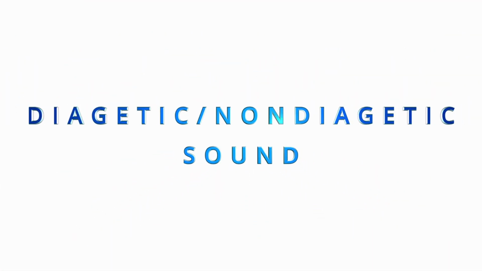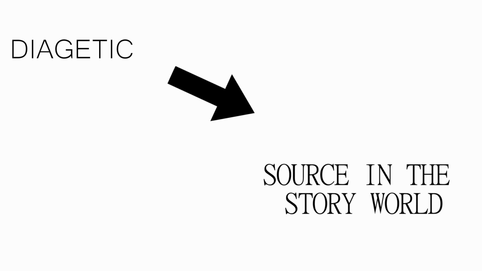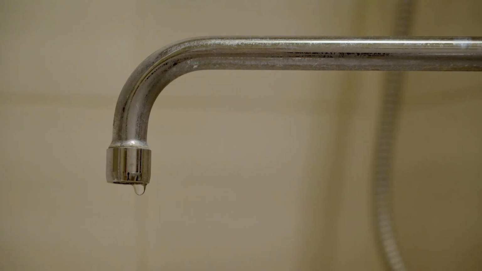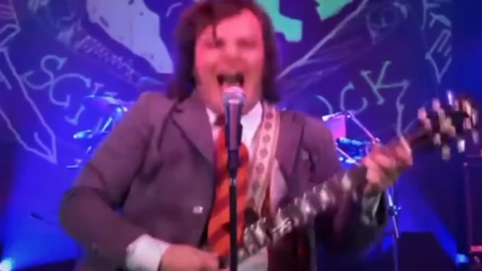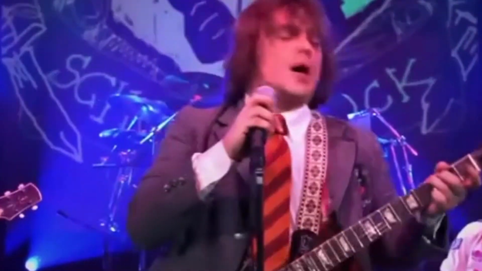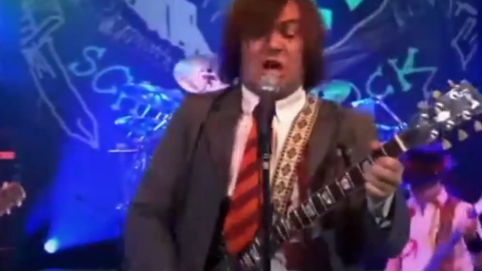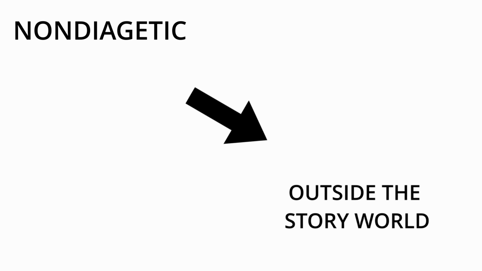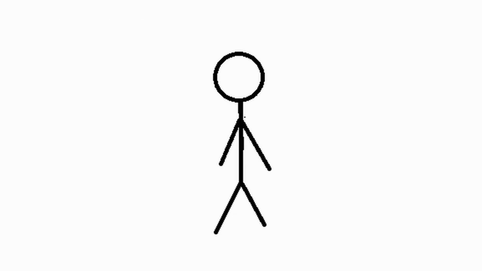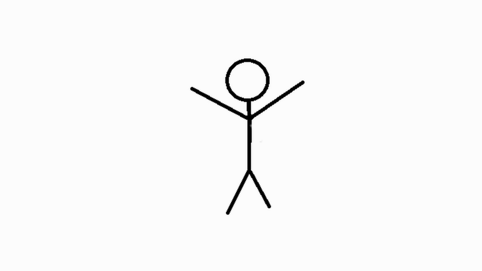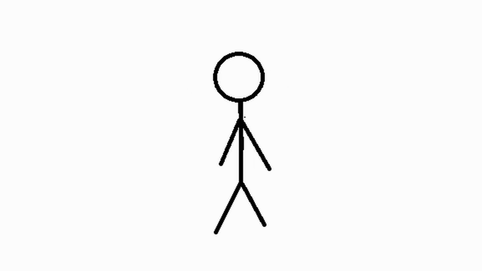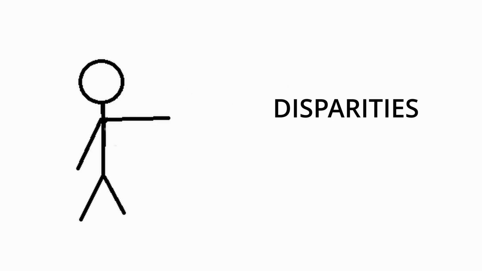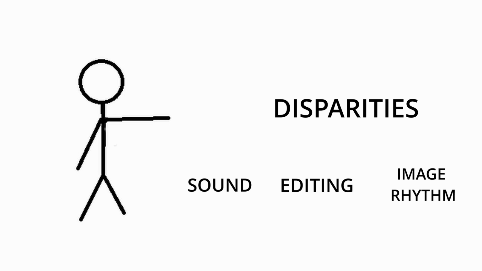Diegetic versus non-diegetic sound. Diegetic sound is sound that has a source in the story world. The words spoken by the characters, sounds made by objects in the story, and music represented as coming from instruments inside the story space are all diegetic sounds. Non-diegetic sounds are all those types of sounds outside the story world. Music added to enhance the film's action, for example, is the most common type of non-diegetic sound. Filmmakers can create disparities between sound editing and image rhythm to create a unique effect.